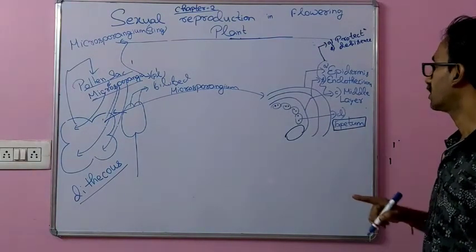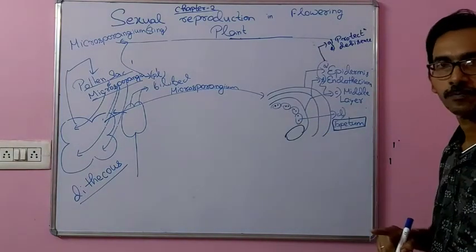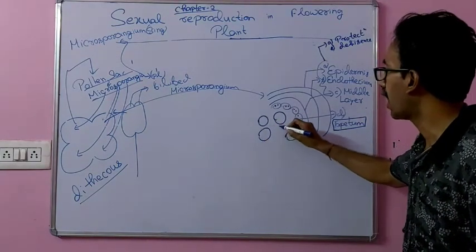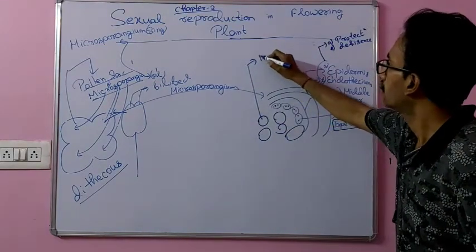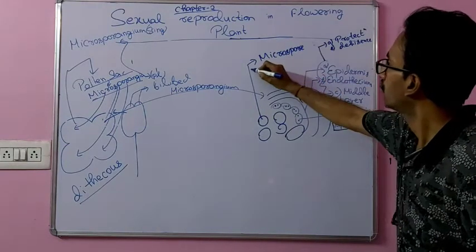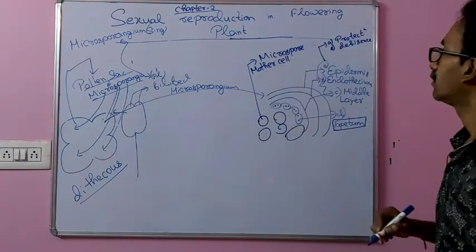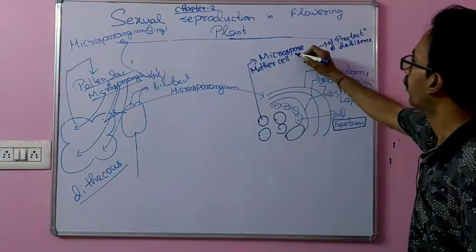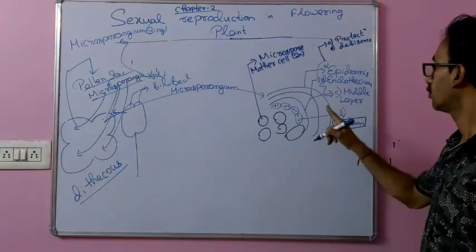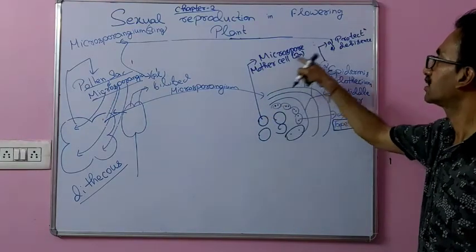So you can consider the function of the tapetum layer is to provide nutrition to the innermost layer. The cells present in the innermost layer are the microspore mother cells, whose ploidy is 2n, that is diploid. So the function of tapetum cells is to provide nutrition to the innermost cells, that is the microspore mother cells.